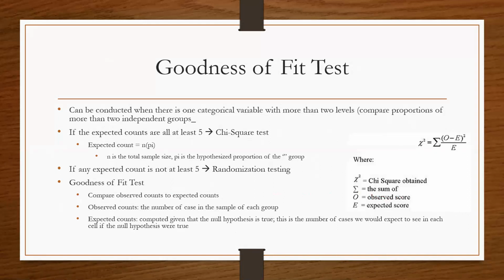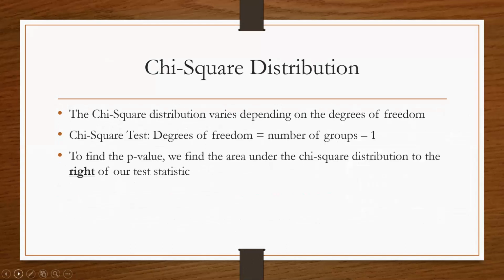And so for the goodness of fit test, basically you compare the observed counts to the expected counts. The observed counts are the number of cases in the sample of each group, whereas the expected counts are computed given the null hypothesis is true, and are the number of cases we would expect to see if the null was true. So the chi-square distribution varies depending on degrees of freedom. So the degrees of freedom equal the number of groups minus 1.